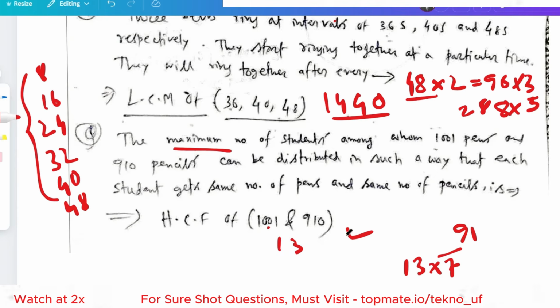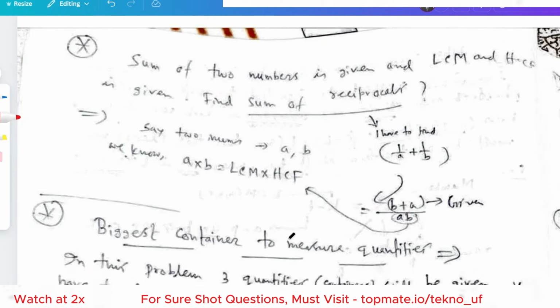See how much easier it is to calculate this HCF. You just find out the difference between them, and then divide this number as 13 into 7 and start dividing these numbers by 13, and check if they are divisible by 13, then that is the HCF. It's very simple, right? I hope you understood.